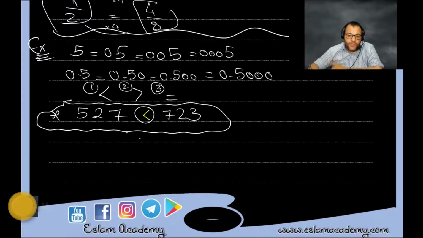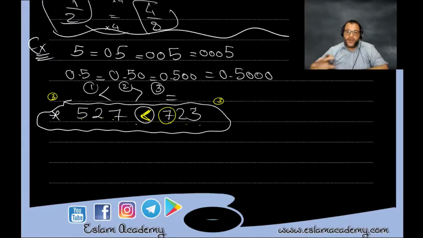So number one, we check by counting the digits. How many digits? We have 1, 2, 3 and 1, 2, 3. Both numbers have 3 digits, so they have the same number of digits. So we look from left to right. We have 5 and 7, which are different. 7 is greater than 5, so the sign will be smaller than: 527 is smaller than 723. That is the way of comparing numbers.